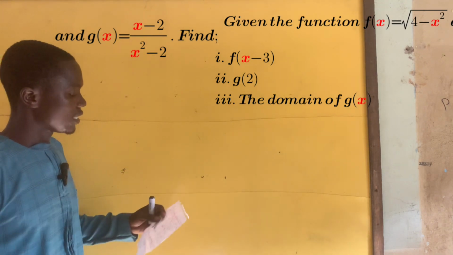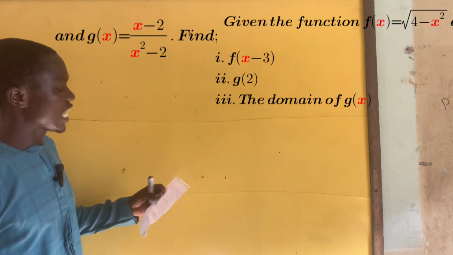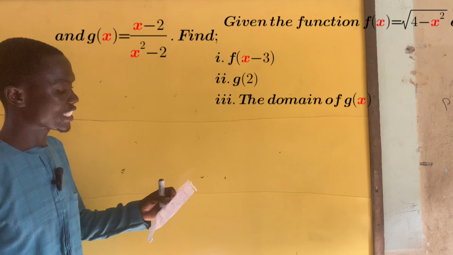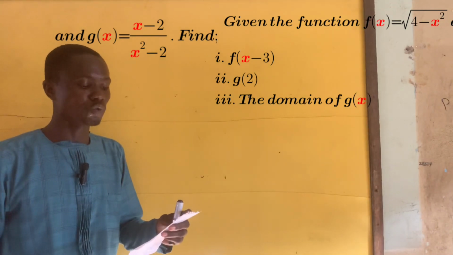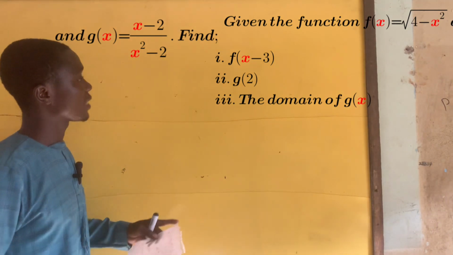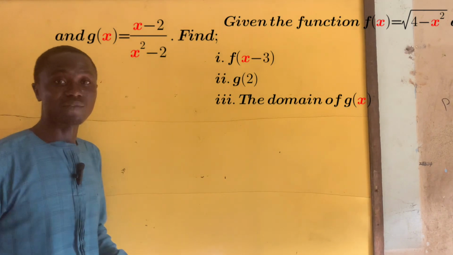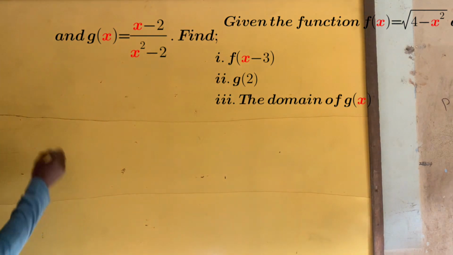Now, let's see. Given that the function f of x equals the square root of 4 minus x squared and g of x equals x minus 2 divided by x squared minus 2, we have to find f of x minus 3, g of 2, and the domain of the function. So let's do this in a very simple way, right?